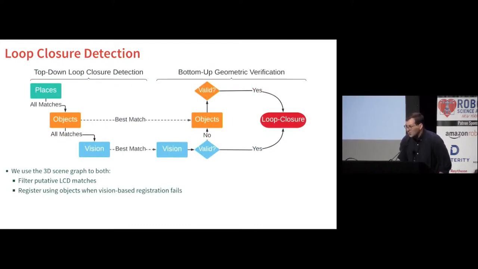For loop closure detection, we supplement traditional vision-based descriptors, that are DBoW2 and ORB descriptors, with subgraphs in the object and places layer, forming a hierarchy of descriptors that we use to actually filter the vision-based matches. We can also register these subgraphs together when vision-based matching fails using point cloud registration techniques, giving us additional robustness.